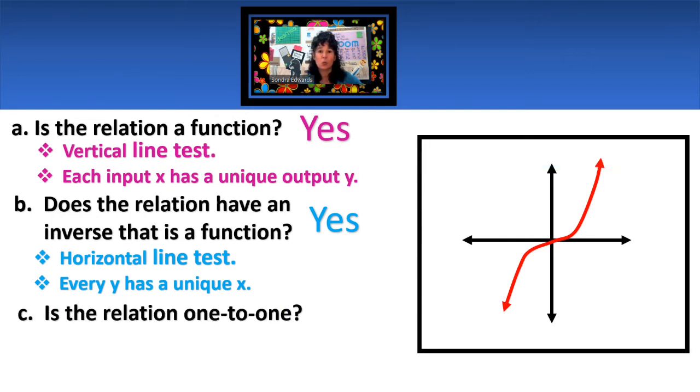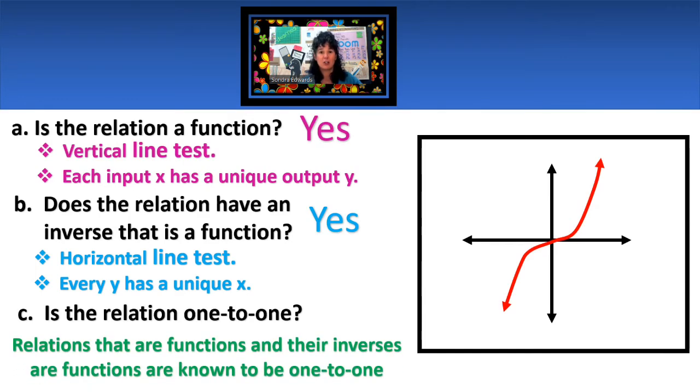Is the relation 1-to-1? For it to be 1-to-1, this is going to have to pass the vertical and horizontal line test. You could also think of it as every x has a unique y and every y has a unique x.